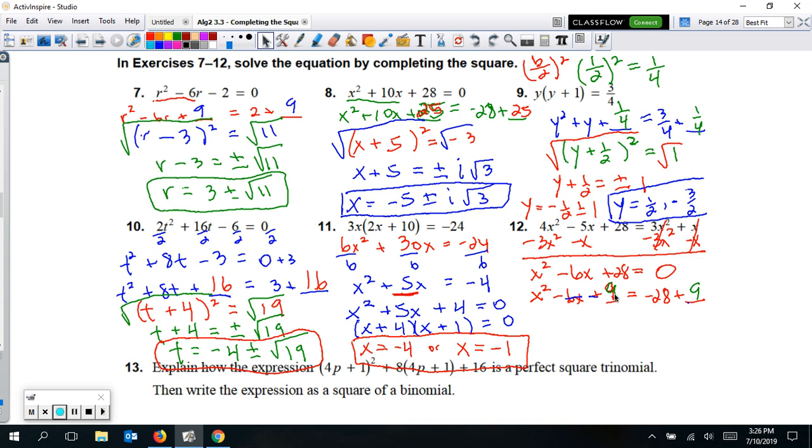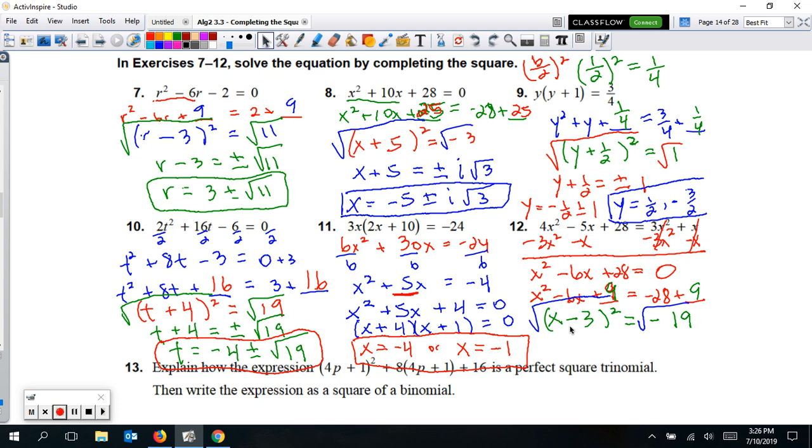And so now we can make this binomial down here the same as this one. Instead of r, we're just going to use x. So it's going to be x minus 3 squared. And now over here, take 9 away from negative 28. We're going to end up with negative 19. And now we're ready for taking the square root of both sides. We're going to have an imaginary number, though, because this is a negative 19. We're taking the square root of a negative number. So we're going to undo the square.